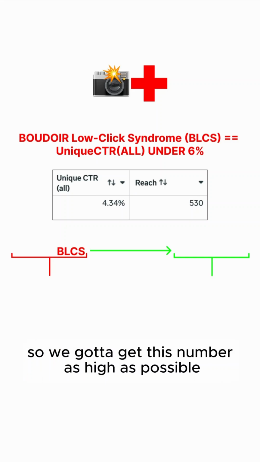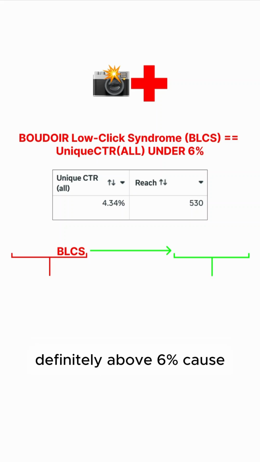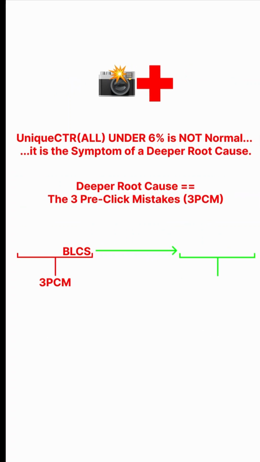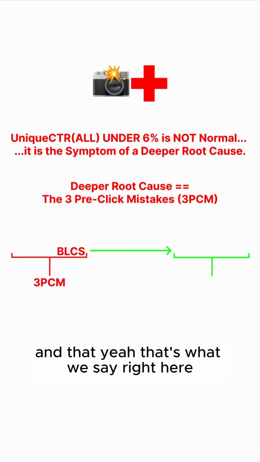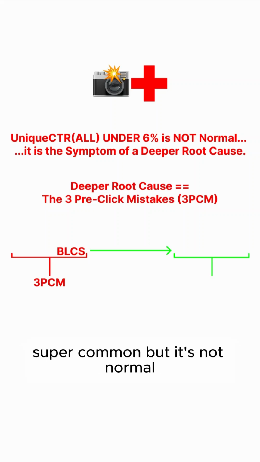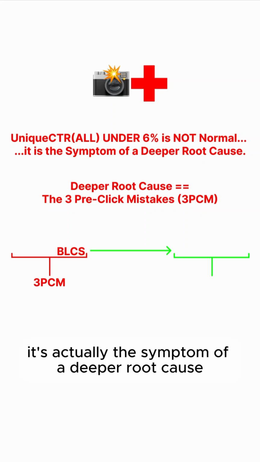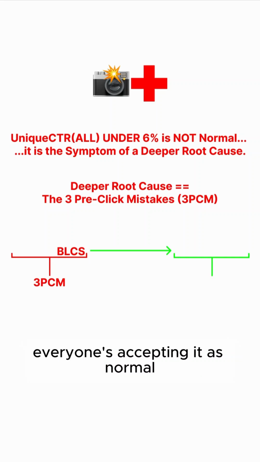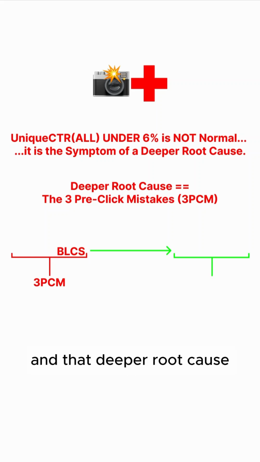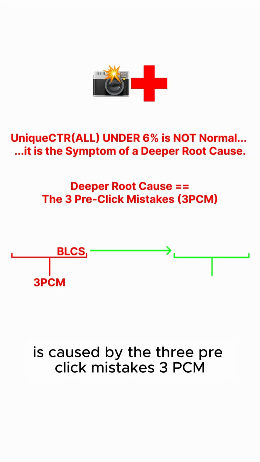And when our ad gets into their brain, that's literally the only chance we have at them buying from us. So we've got to get this number as high as possible, definitely above 6%, because under 6% means we've got some deep-seated problems in our ad. So unique CTR under 6% is not normal. Super common, but it's not normal. It's actually the symptom of a deeper root cause. Everyone's accepting it as normal. It's not normal. It means there's a big, massive structural issue in the ad. And that deeper root cause is caused by the 3 pre-click mistakes, 3 PCM.